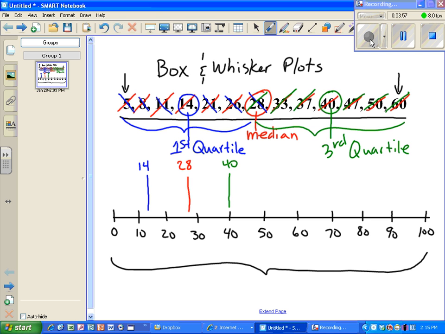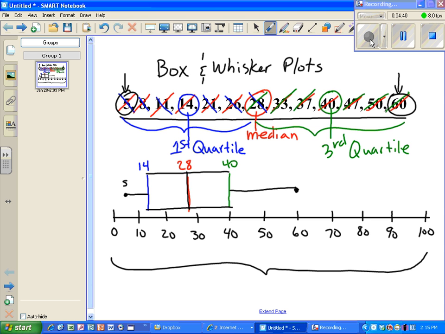Now, to make the box and whisker plot, all we're going to do is connect these, and that makes our box. That tells us where kind of the middle of our data set is. To find the whiskers, we look for the extremes. What are the very edges of our data set? It looks like 5 is our lowest number, so I'm going to go find 5 right about here. I'm going to draw what's called a whisker. Over on this side, it looks like 60 is our largest number, so I'm going to draw a little whisker going out to that. And that's a box and whisker plot.